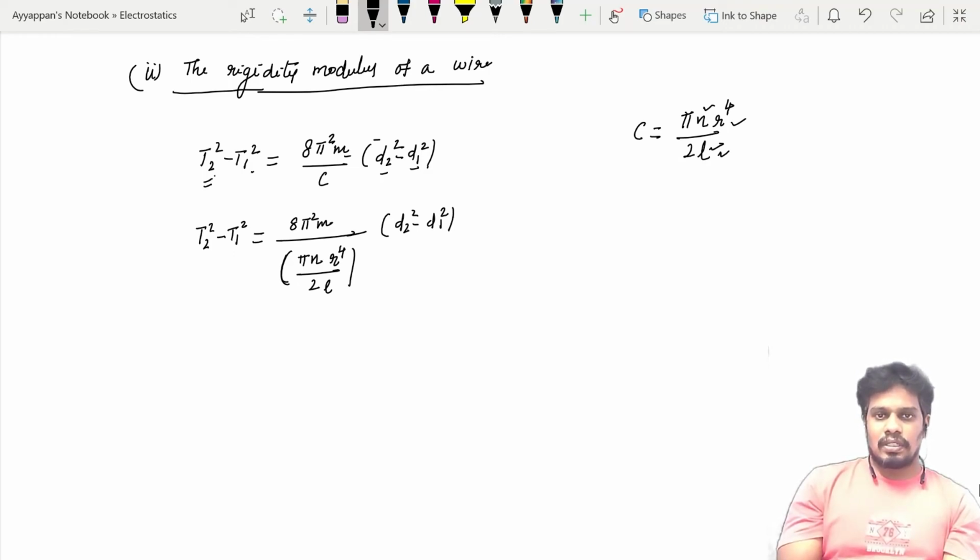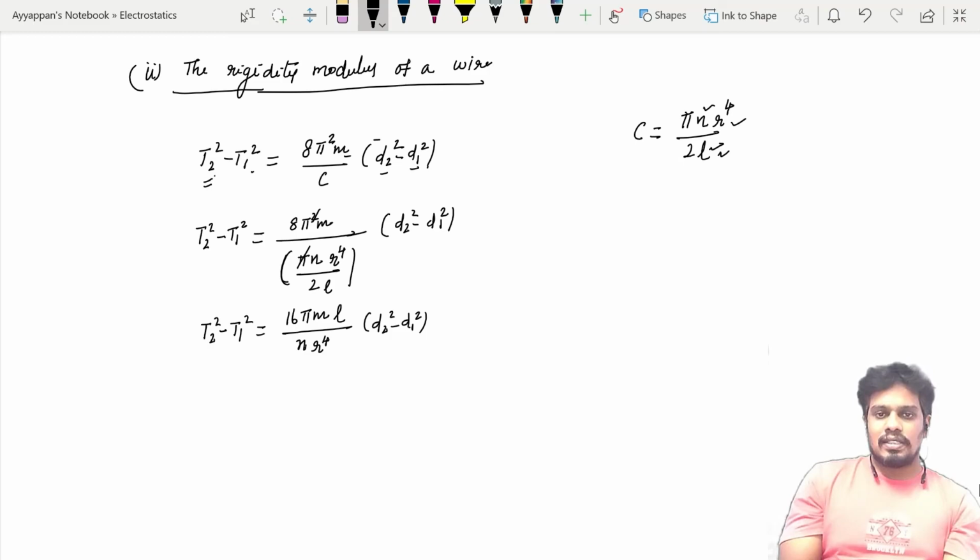So here what you can do, you can cancel 1 pi. This 2L, if it goes to the numerator, then it will give T2 square minus T1 square is equal to 2 8s are 16 pi m L divided by the rigidity modulus times the radius power 4 into d2 square minus d1 square. Because the 2L goes to the numerator, the denominator of the fraction, you can invert it.